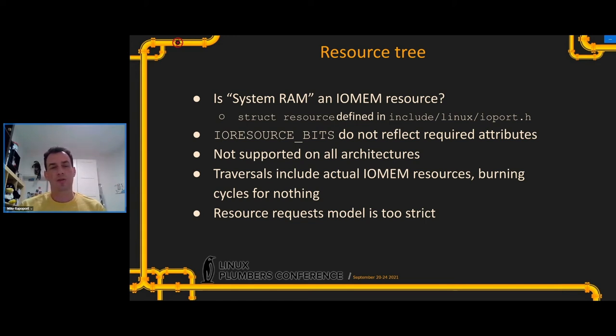Whenever you'd like to do some query about whether an address is in physical memory, whether it's busy or free, the traversal would also include a whole bunch of actual I/O memory, which can be quite a lot on systems with lots of devices. And I think that having exactly one owner of a particular range is a really strict requirement for the physical memory representation.